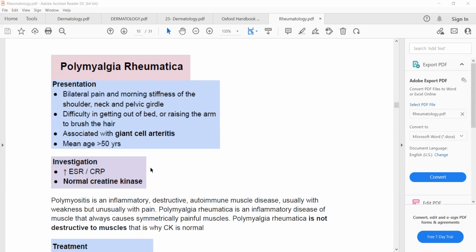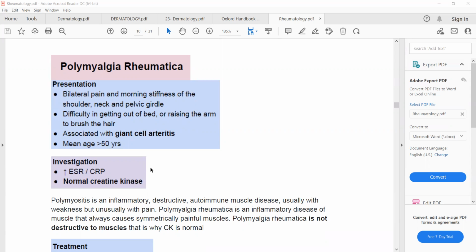So someone with the features of proximal muscle weakness and normal creatine kinase, your diagnosis will be polymyalgia rheumatica. Someone with proximal muscle weakness and raised creatine kinase, your diagnosis will be polymyositis. So proximal muscle weakness with raised creatine kinase, polymyositis. Proximal muscle weakness with normal creatine kinase, polymyalgia rheumatica. So this is one way by which you can differentiate between these two conditions.